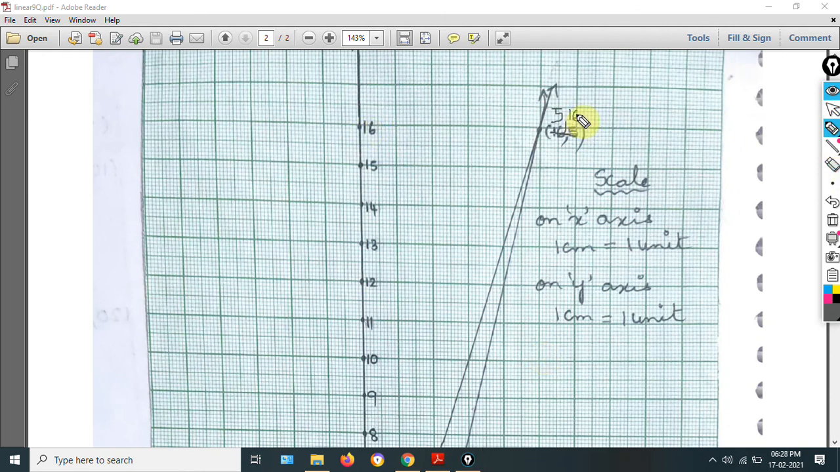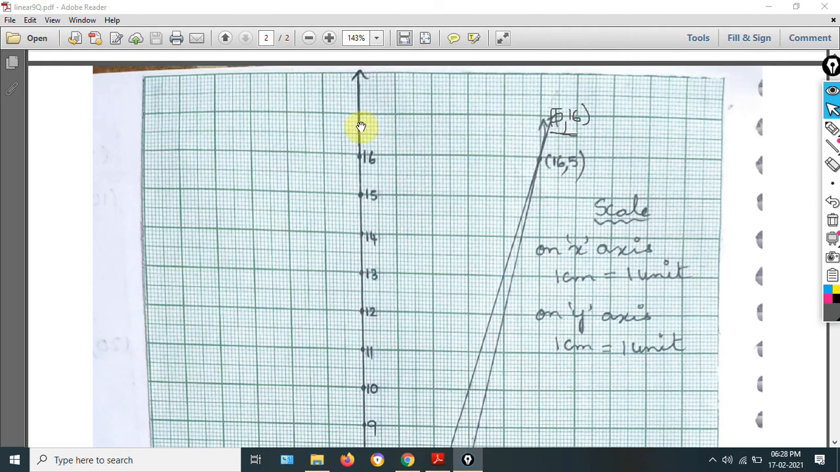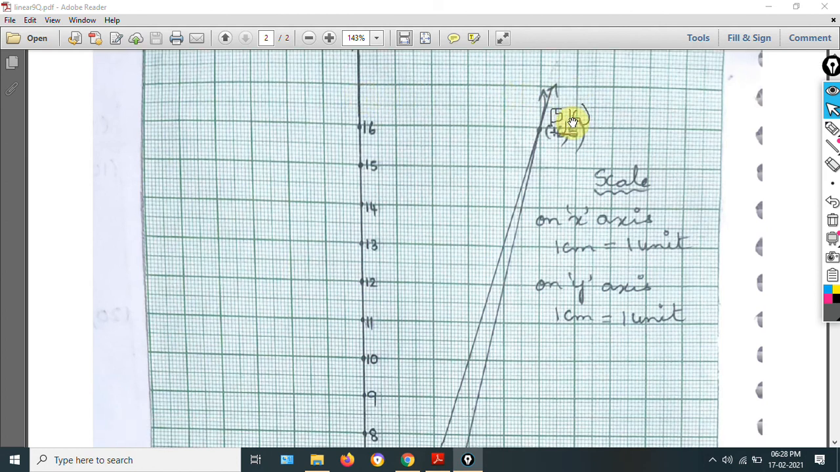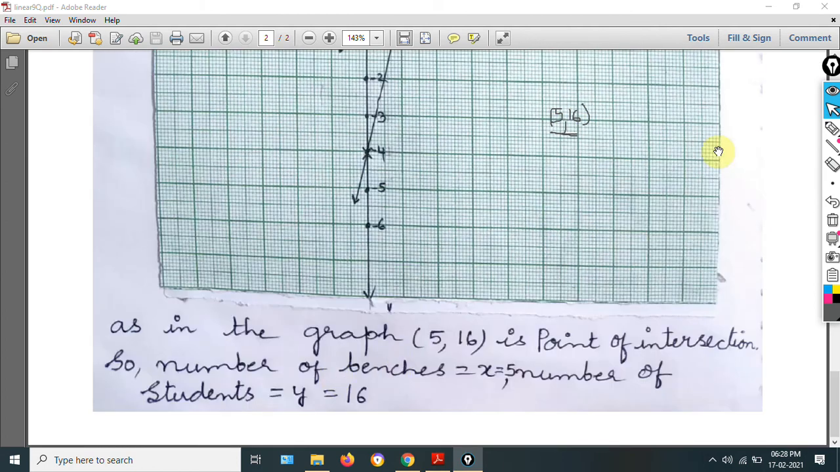First we have to write the x-axis. On the x-axis they are intersecting at 5. The answer is 5 comma 16. So that only we are writing. As in the graph, 5 comma 16 is the point of intersection. So it means that here, what is the x value? This side will be x, and this side is y.